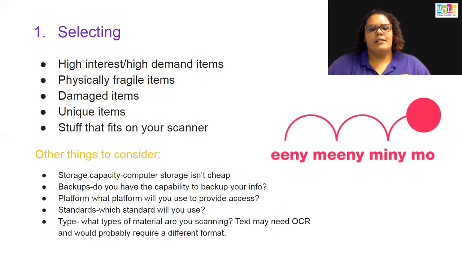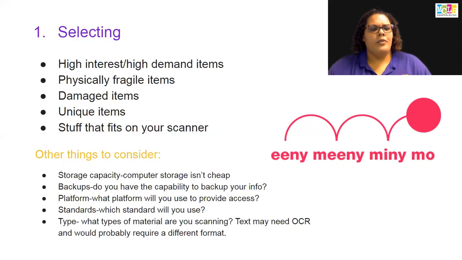And some other things to consider when you're selecting what you want to digitize is storage capacity. Computer storage is not cheap. It can fill up really fast, so you don't want to have a whole computer or five external hard drives just to store. I mean, if that's what you want and that's what you need, then that's what you do. But it's just something to think about. And then backups. Do you have the capability to back up your info? You want to make sure that you do, because if you're going to take the time to digitize it, you definitely want to have backups because things can go wrong.